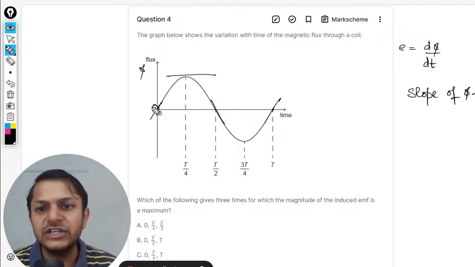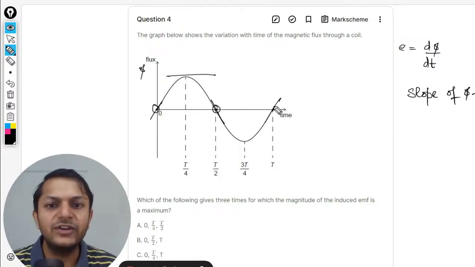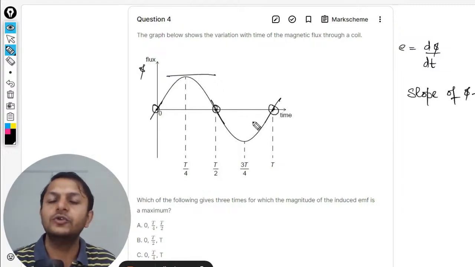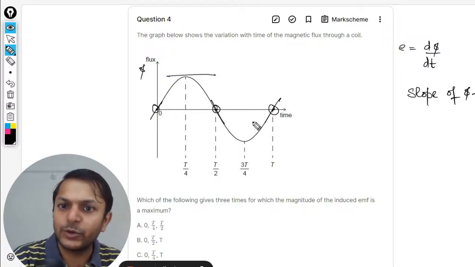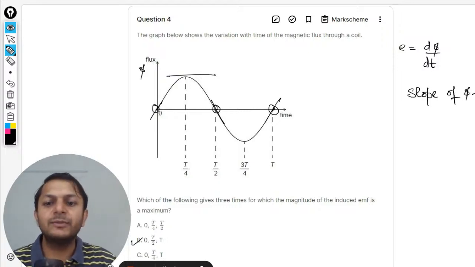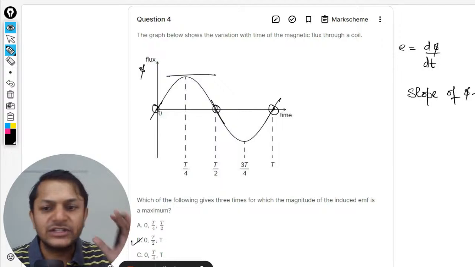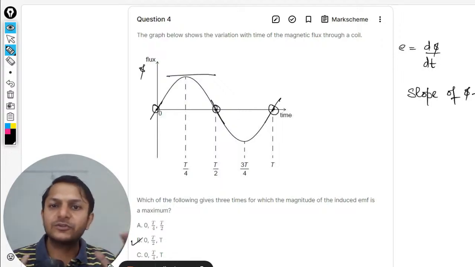And the other thing is this. We can also see only and only slopes if we do not actually want to go into the calculus part of this question. Even then, the answer will be 0, T by 2, and T. So these are the 2 methods in which we can do this question.